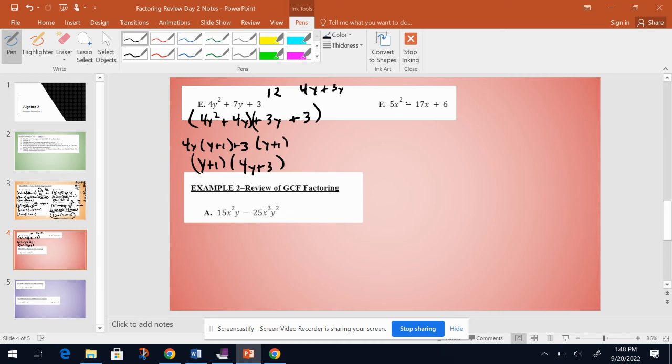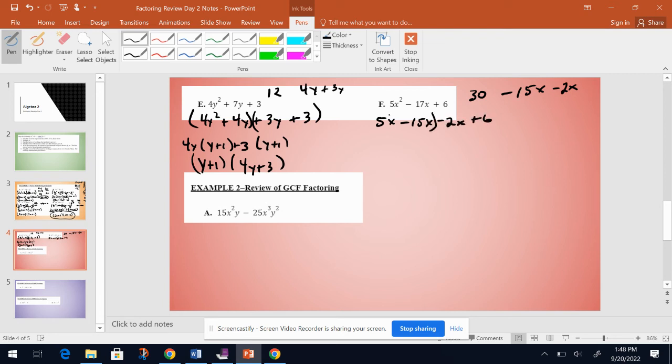Okay. Here, multiply 5 times 6. That gives you 30. I'm looking for two numbers that multiply to positive 30 and add to negative 17. So they must both be negative. That would be a minus 15x and a minus 2x. So I'm going to take a 5x minus 15x minus 2x plus 6.